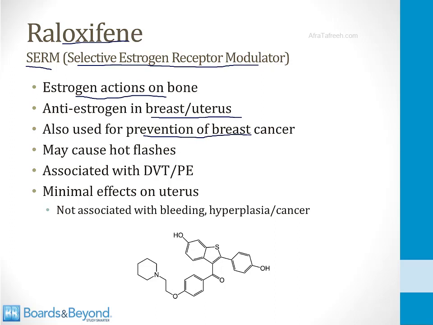And many of its side effects are related to estrogen. It can cause hot flashes by blocking estrogen effects, and it's associated with thromboembolic disease like deep vein thrombosis and pulmonary embolism, just like many other estrogen drugs. The good news about this drug, and the reason it's often favored in women with osteoporosis, is because it has minimal effects on the uterus. Some drugs that activate estrogen receptors can cause bleeding or endometrial hyperplasia or endometrial cancer, but that is not seen with this drug because it has very few effects on the uterus.